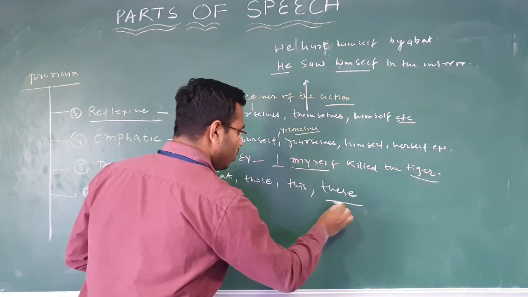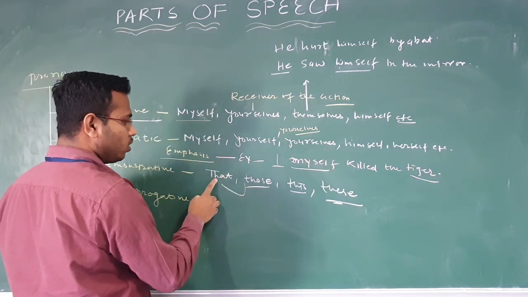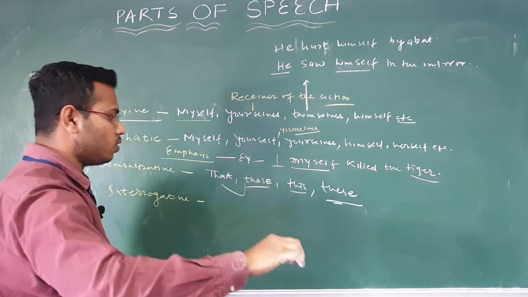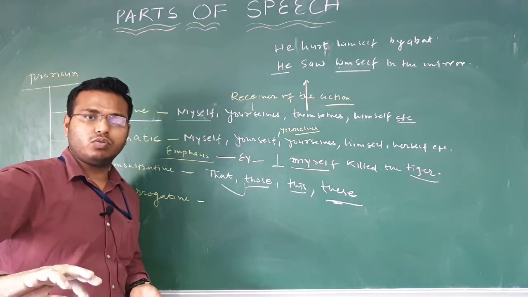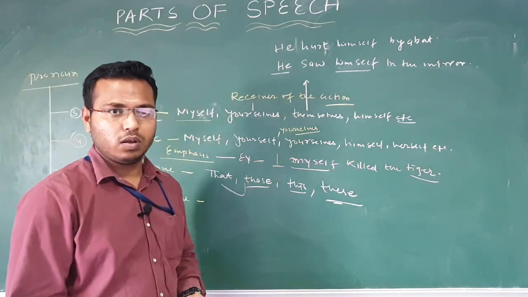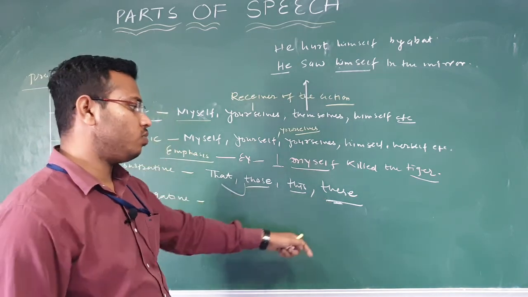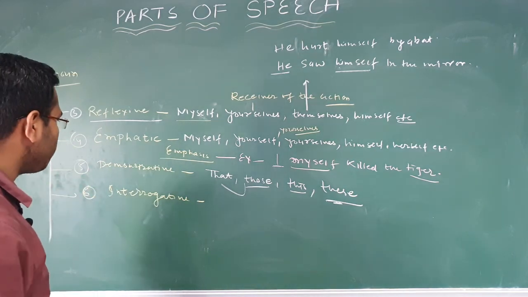This is the plural form of this, and this is the plural form of that. That is used for further objects. For example, if anything is kept at some distance from you, in that case we can say that book. And if it is near to you, then you can say this is my book, and these are used for plural. These are my books. In this way we can say demonstrative.